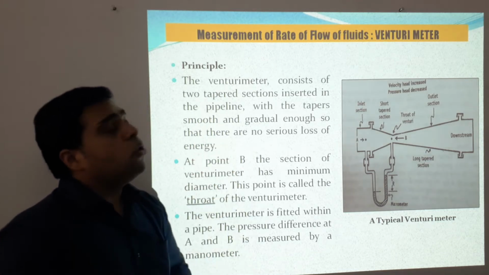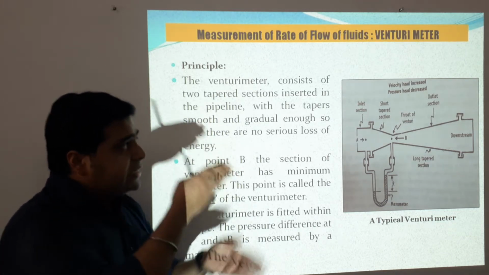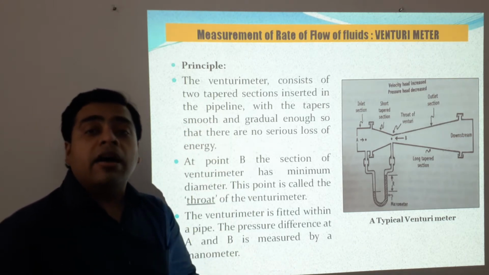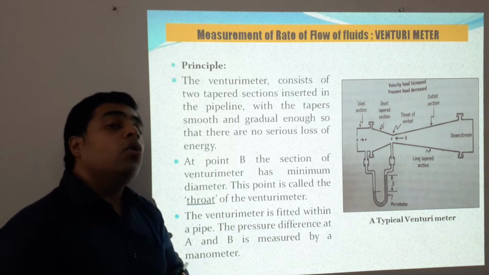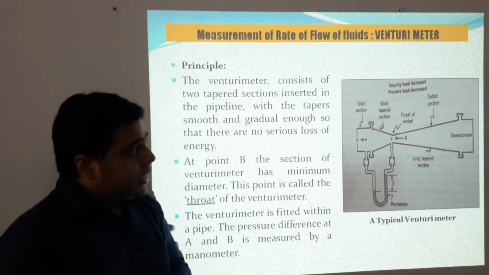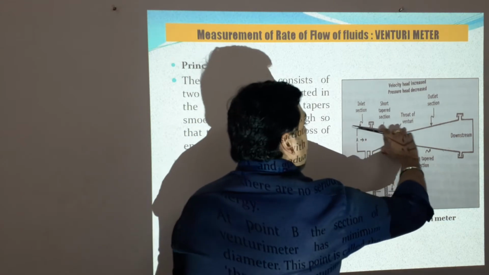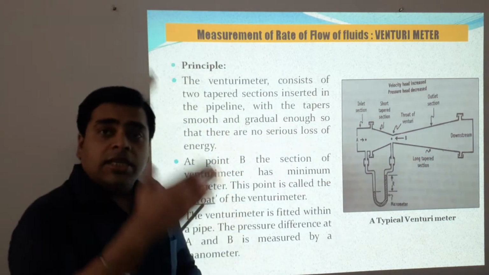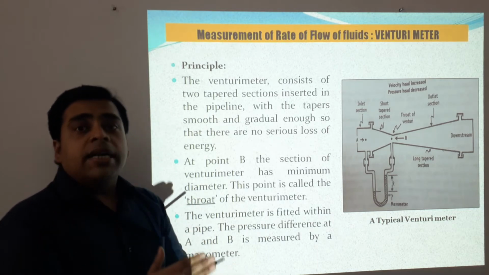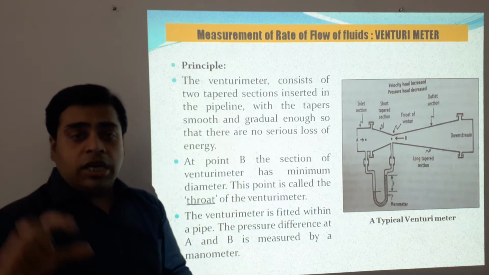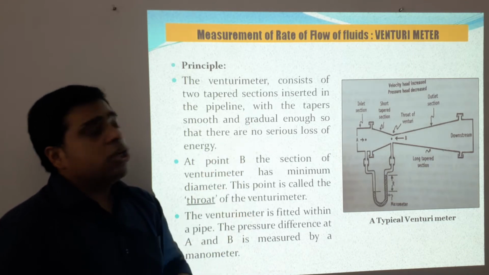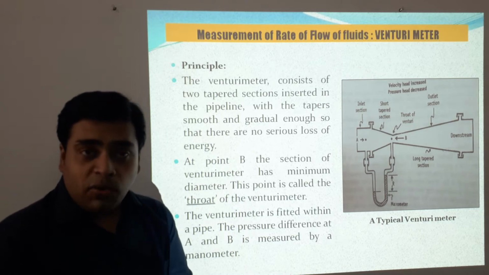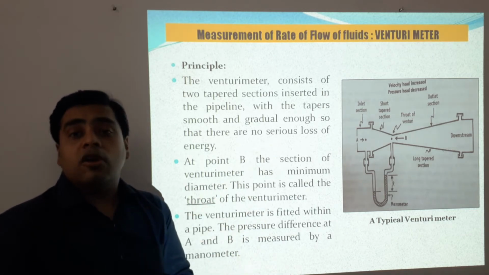The venturi meter consists of tapered sections inserted in a pipeline, with the tapers smooth and gradual enough so that there is no serious loss of energy. That means if this is a pipeline flow, we can insert the venturi meter in the form of a tapered section, but the tapered section should be very smooth and gradual so that it can allow the flow of the fluid without any serious loss of energy.